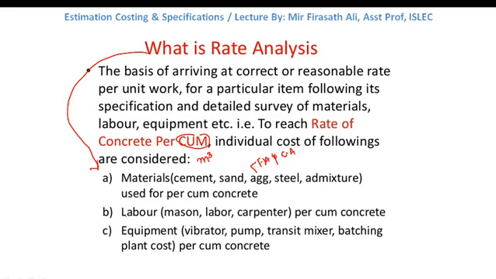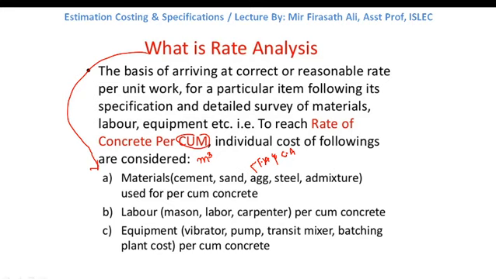Labor: how much labor will be required for doing one cubic meter of concrete. Labor such as mason, laborer, carpenter, etc. Equipment, such as vibrator, pump, transit mixer, batching plant, cost per cubic meter of concrete. Whatever has to be used in the process of construction will be considered per cubic meter of concrete. All that comes under rate analysis.